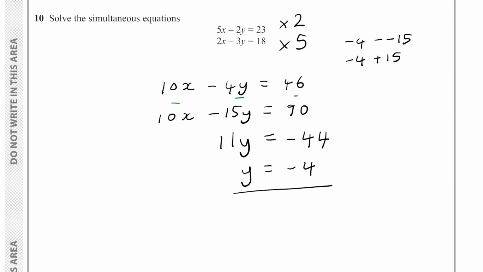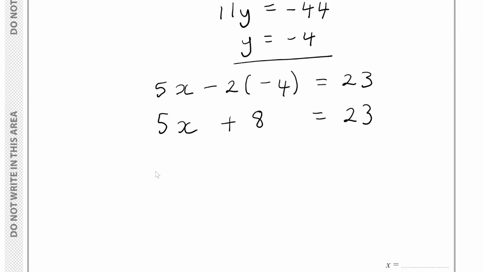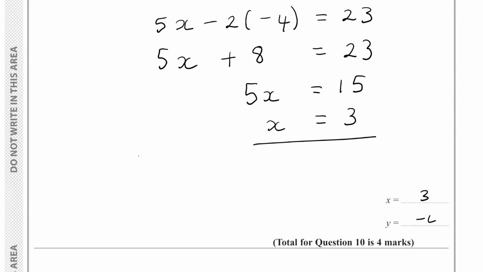And I'm going to substitute that back in to my top equation to find x. So 5x's, take away 2 times negative 4 is equal to 23. 5x's, so negative 2 times negative 4, a negative times a negative is positive. So I've got 5x plus 8 equals 23. Take 8 away from both sides. 5x's are 15. X must be 3. So we've got 3 and negative 4.